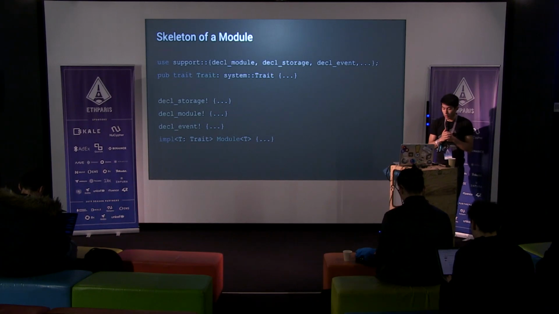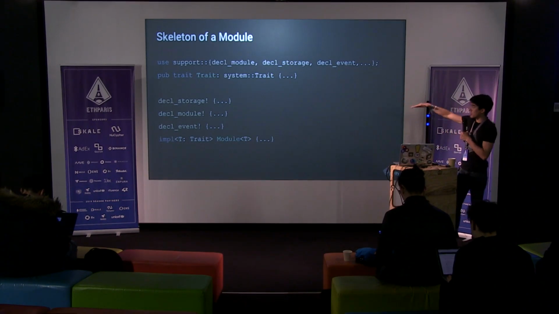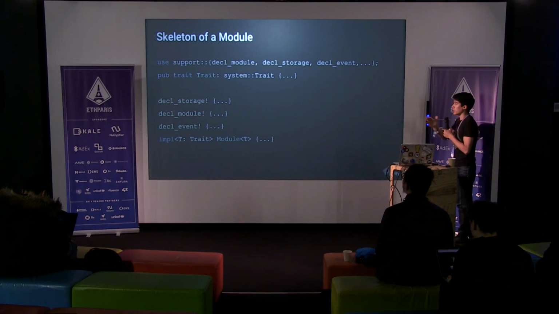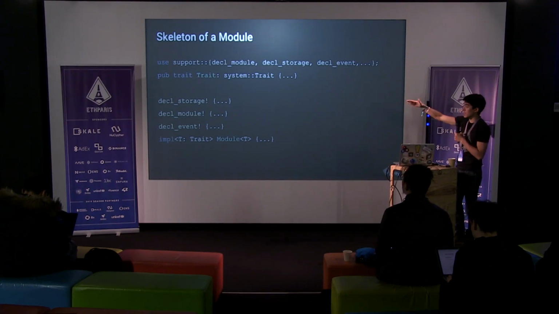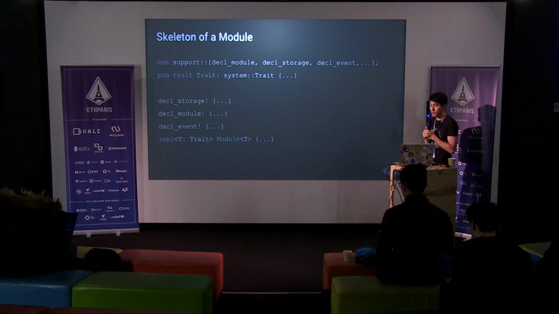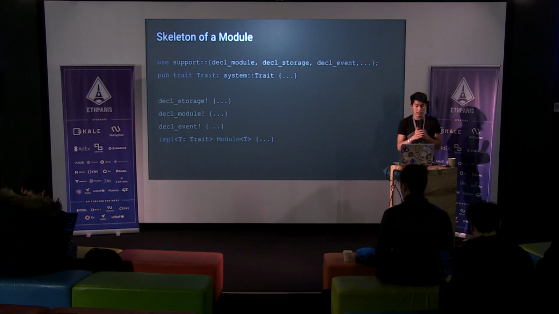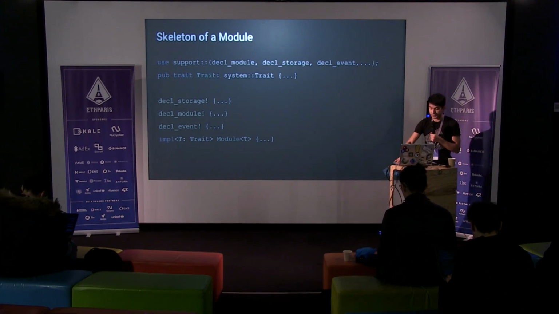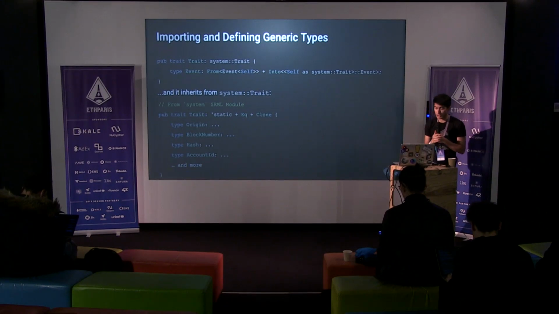I'll go through each of these individual components, but you can see at the top we're importing some libraries or things that we need throughout the module. We have something called a public trait. We have a way to declare storage, declare functions, declare events. And of course, at the bottom, we have a way to do internal functions. These are things that might be familiar to you if you've built smart contracts before, like declaring functions, declaring events, having storage. These are all things that we also provide in Substrate.